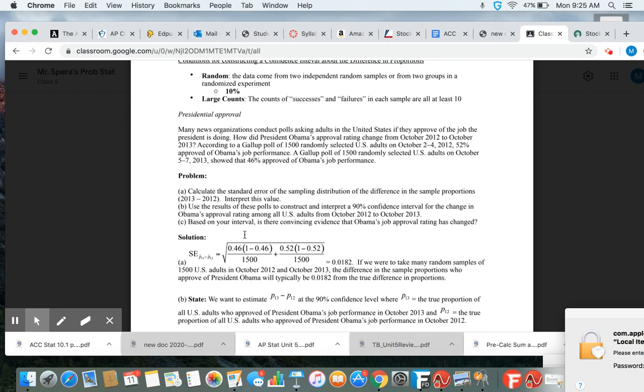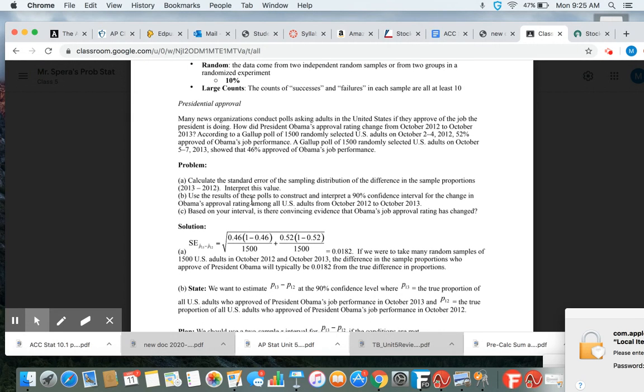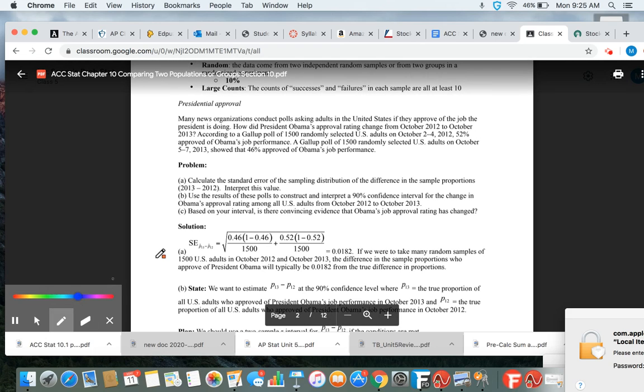So we're asked a couple things here. Calculate the standard error, use the results to interpret the 90% confidence interval. And then, so I really want us to focus on parts B and C. This first part here was kind of what I just did in the last problem. Right. And you can kind of read that yourself as you go through the notes.